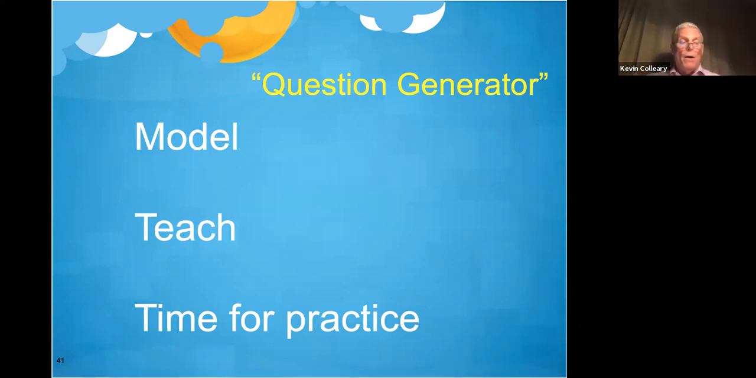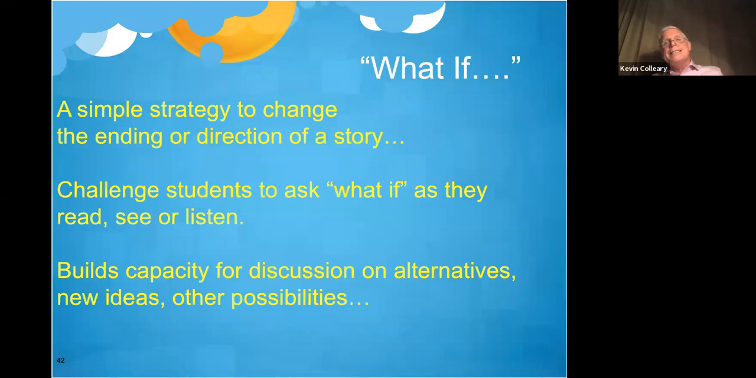So the way to model that is as you do work together in the classroom, that you ask those questions, that you challenge students to think, well, what if this happened? Or what if this ending came, etc. So the first piece of it is to model, then of course to show students how this works and give them the time as they work through any of the texts that you're working on to actually do and work with these generated questions.